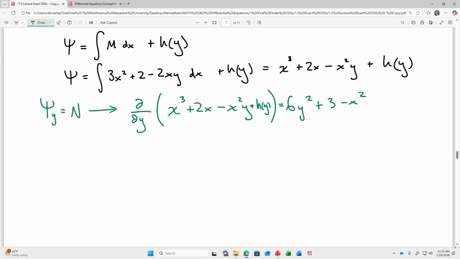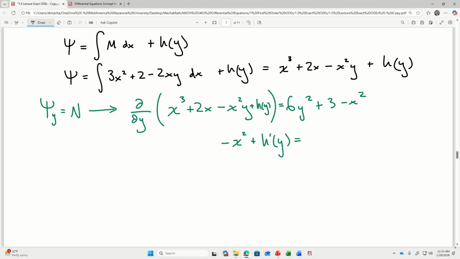So what is the partial derivative of all of this stuff with respect to y? All the stuff inside the parentheses. Well, the partial of x cubed with respect to y is 0. The 2x goes to 0. And this becomes negative x squared. And the partial of h of y is going to be what we call h prime of y. So the prime indicates the derivative because this is a function of only y. That's a derivative with respect to y.